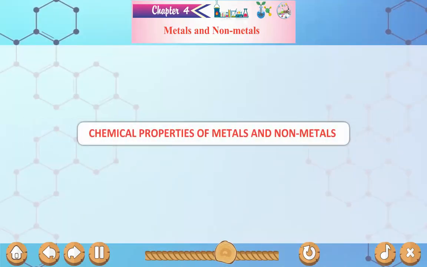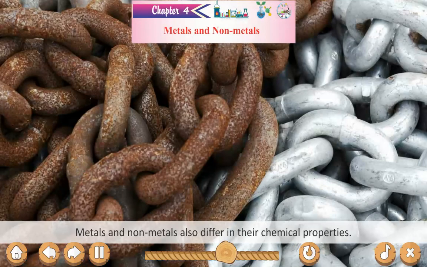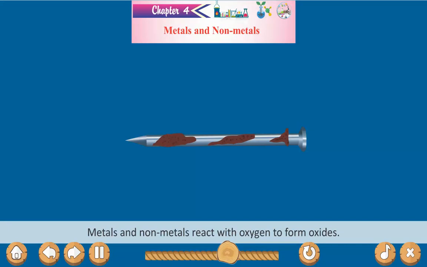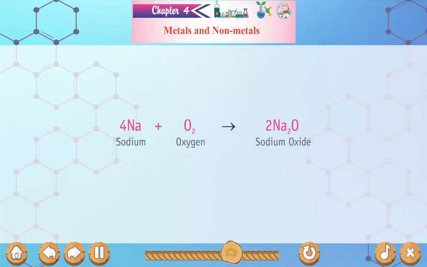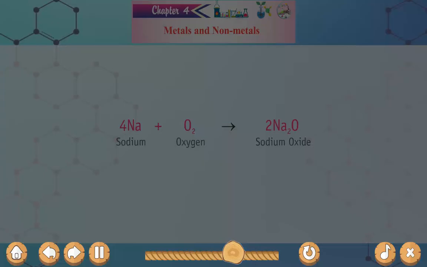Chemical properties of metals and nonmetals. Metals and nonmetals also differ in their chemical properties. Reaction with oxygen. Metals and nonmetals react with oxygen to form oxides. Similarly, most metals react with oxygen to form basic oxides. Metals like sodium and potassium react with oxygen readily even at room temperature and catch fire on reacting, so they are stored in kerosene. 4Na sodium plus O2 oxygen gives 2Na2O sodium oxide.